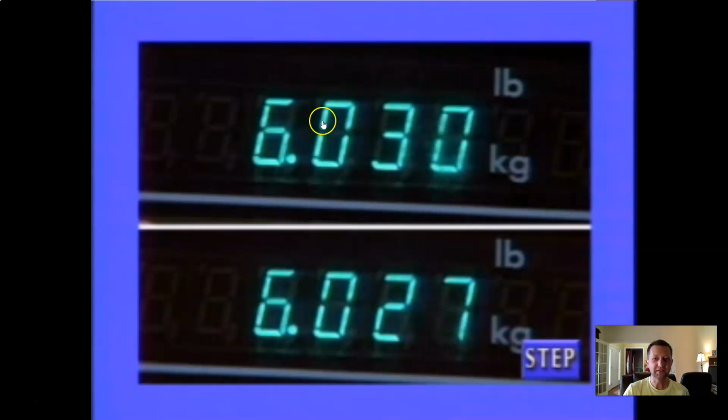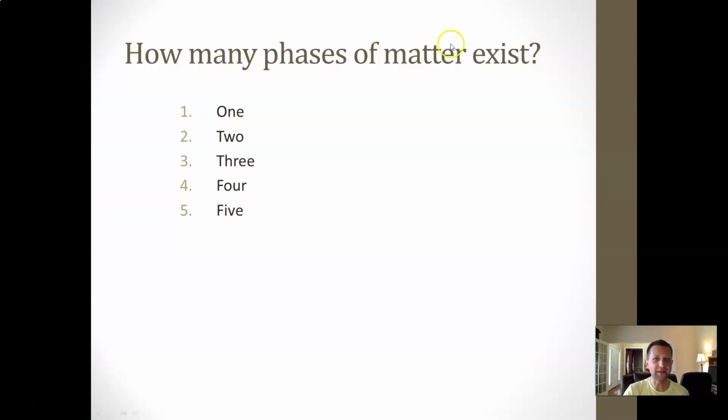Okay? So you can see that the mass went down from 6.030 kilograms to 6.027 kilograms. So that little bit that he let out clearly had some mass. So it takes up space, it has mass. So gases are matter. If you answered that correctly on the previous slide with our solid, liquid, and gas, then congratulations on that. So how many phases of matter actually exist?